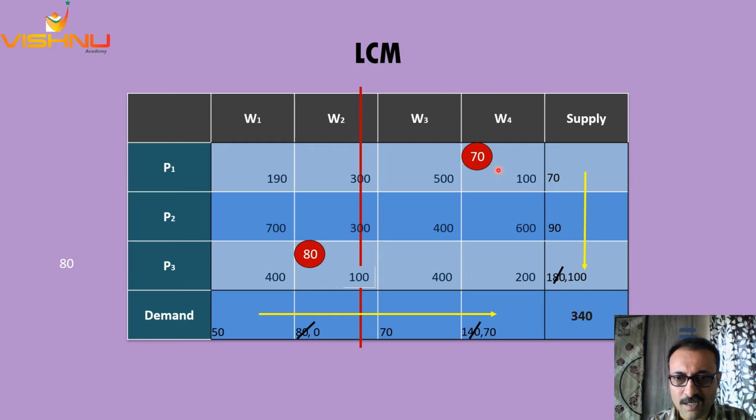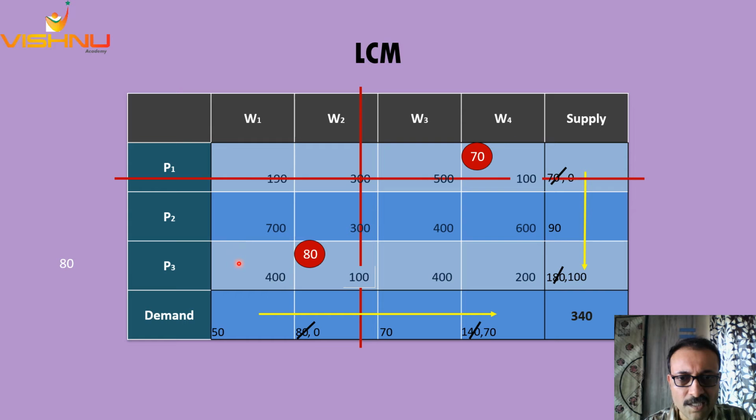Bring down that 140 by 70. 140 minus 70 comes down to 70. Bring down the 70 in the row total by 70, comes down to 0. The row total has now come down to 0. Again, the same approach. We strike off the row so that even by mistake we do not allocate anything to those remaining cells, right? Because they are not eligible for any allotment simply because there are no units left in that particular row. Now again repeat the same process.